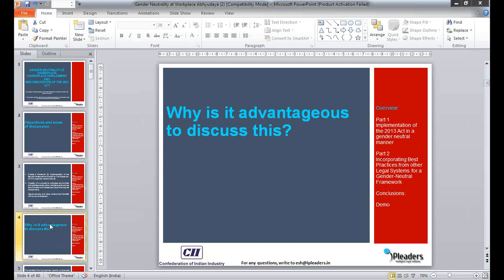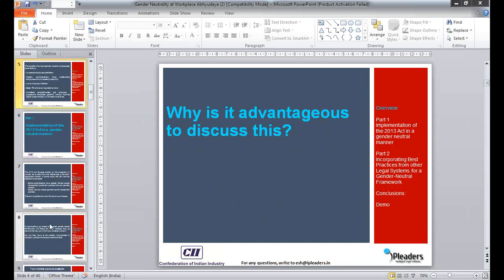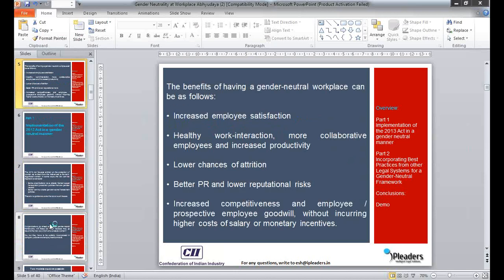What is the point of discussing this? What is the objective? There are certain benefits to having a gender neutral workplace, which arise from increased employee satisfaction. There is more collaboration at the workplace between people when they know that everyone is protected and there's an equal footing on which everyone is placed. Now the law was introduced with the objective of eliminating a certain workplace evil. Statistically, it is of course likely that women experience sexual harassment at the workplace much more than men do.